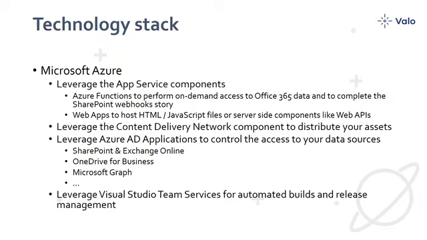You want to use Azure AD to be able to get to those data to SharePoint and OneDrive for Business and Microsoft Graph. This is all secured in Azure AD. You also want to leverage the Visual Studio Team Services for automated build and release management, and also all your job process. So I was saying earlier that you need to embrace agile methodologies. Well, Visual Studio Team Services will enable you to do that very easily.